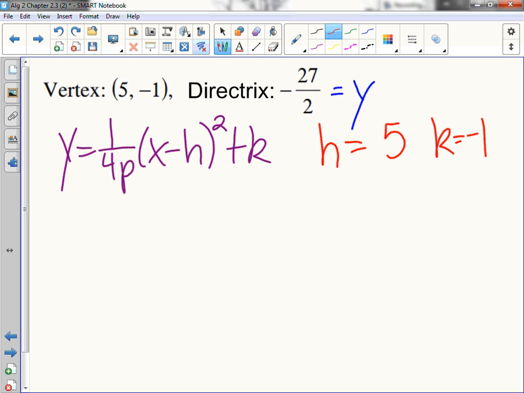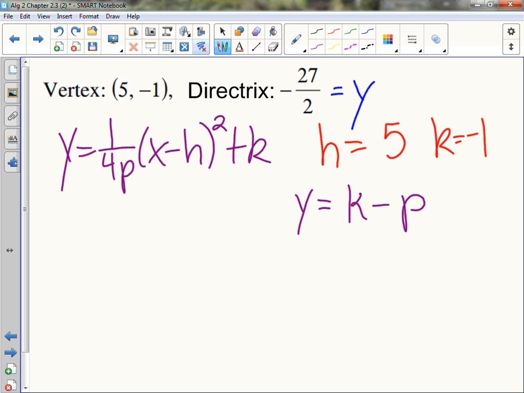We have these two here, yes? What are we missing? The value of p, yes? Now, we were told, because of this equation, the directrix is y equals k minus p, yes? Because that's just the directrix, k minus p. Now, we know what this is equal to. This directrix is equal to negative 27 over 2. So I'm going to replace the y value with negative 27 over 2. Not 22. Negative 27 over 2.